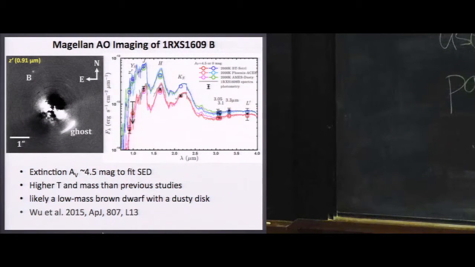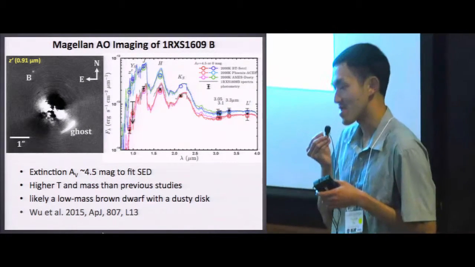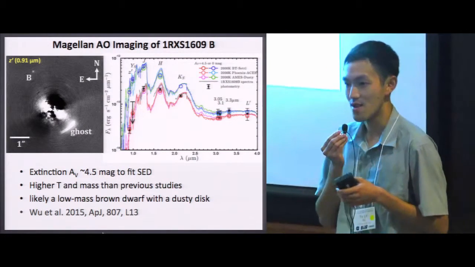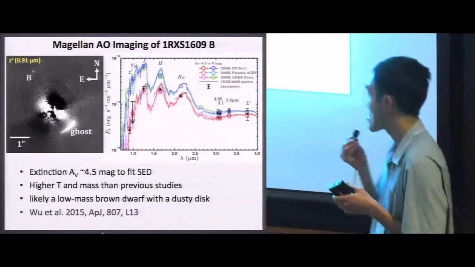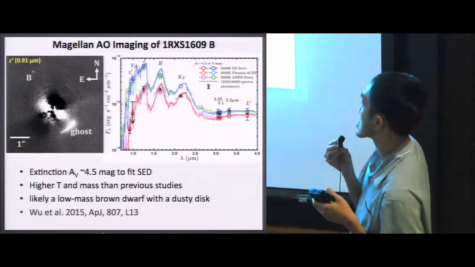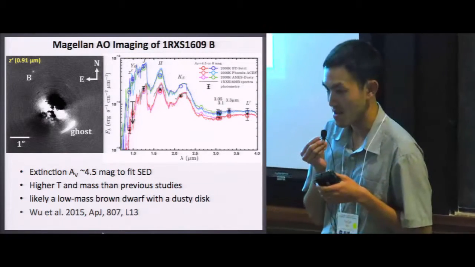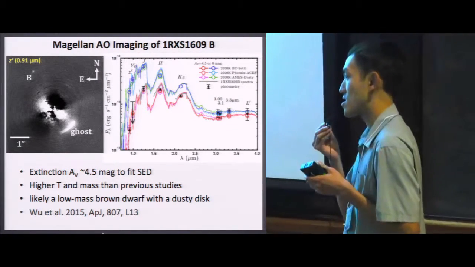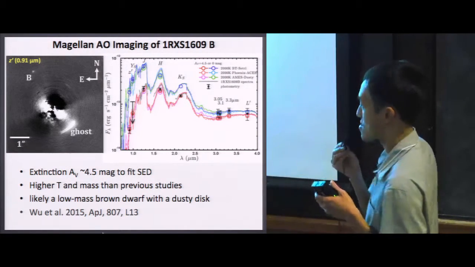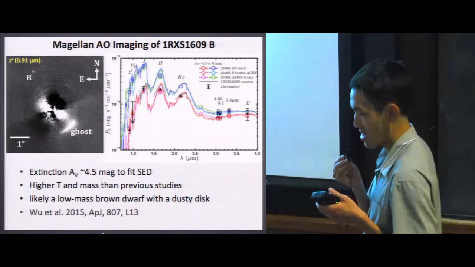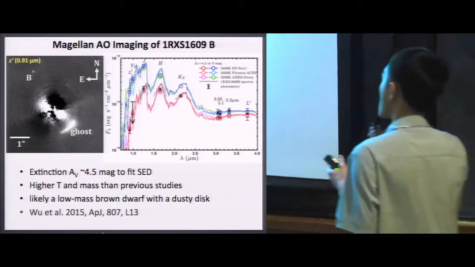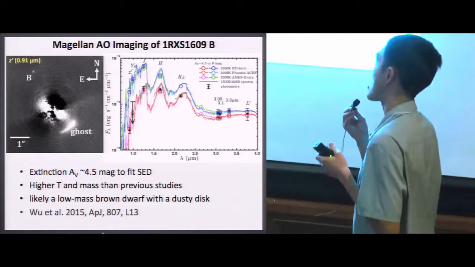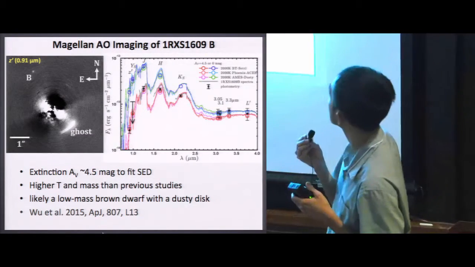I'm JiaBin Huang from University of Arizona, and my research focuses on characterization of substellar companions using adaptive optics. So here we image this companion, 1RXS1609b, using the Magellan AO system, which is on the 6.5 meter Clay telescope in Chile. The image shows the actual detection at Z prime.